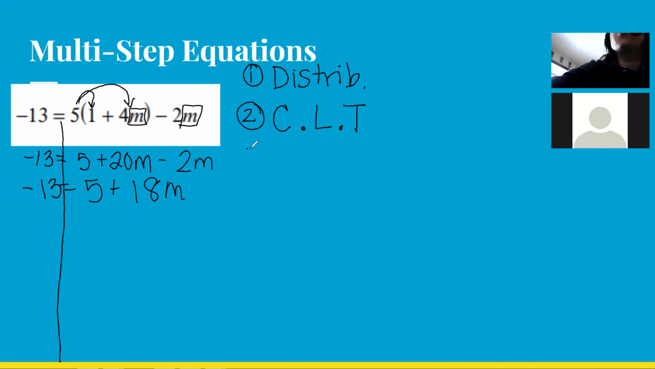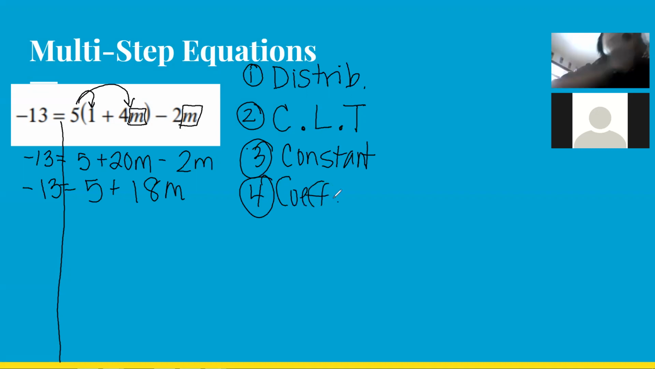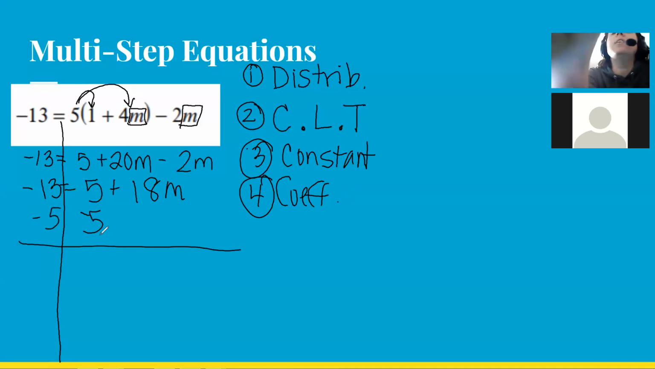So now we're in two-step equation solving territory. We're going to get rid of the constant and then the coefficient. So what is the constant in that equation? What number is the constant? It's the 5. Yeah, I'm going to get rid of that. How would I get rid of that 5 if it's a positive 5? What's the opposite of positive 5? We're going to do minus 5. Good. So that's going to cancel, and I'm left with negative 18 equals 18m.